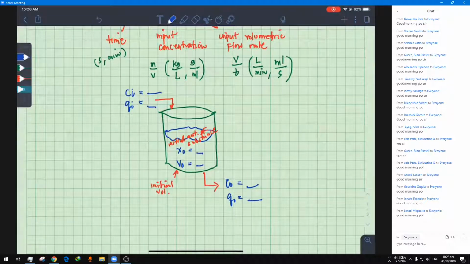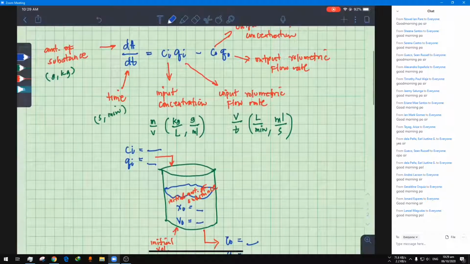And then yung initial amount of the substance, as I mentioned a while ago, if it is a pure liquid, our initial substance would be zero. However, if it's already a mixture initially, therefore there is a given initial amount of a certain substance, whatever that substance is.